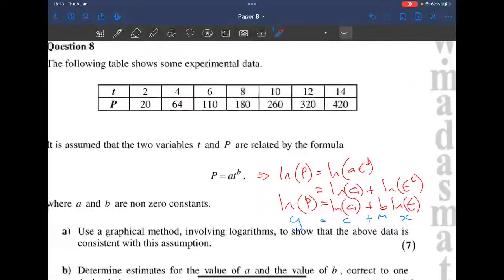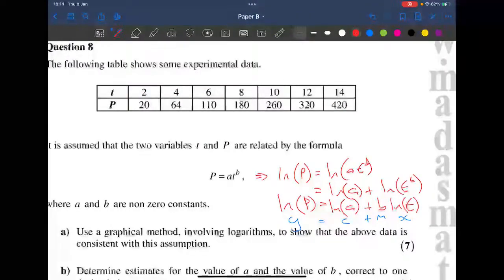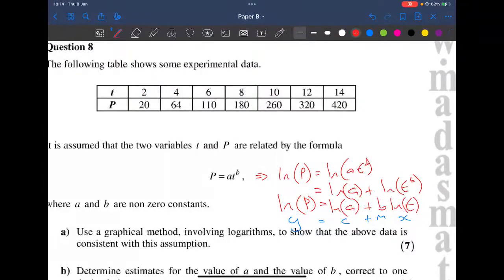So what we need to effectively do is find the natural log of p for all of these, which I will do quickly. So natural log of 20 is 2.99, it's exactly 2.995, so it is 3.0, I suppose. If we do 64, we get 4.16. Let's do 110, 4.70. 180 gives us 5.19. For 260, we get 5.56.